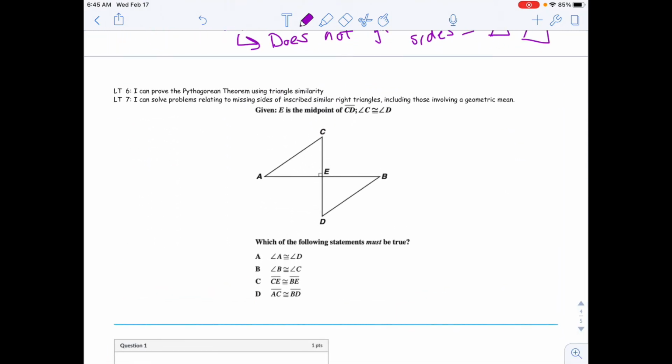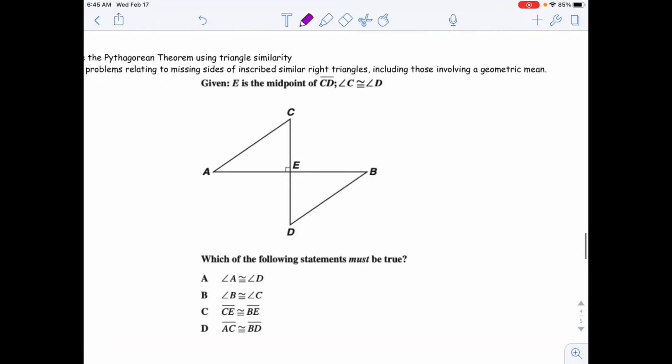And then last question right here. All right, given E is the midpoint of CD and angle C is congruent to angle D, which of the following statements must be true? All right, so again, before I even look at the statements, let's just draw on my picture. E is the midpoint of CD, so tick, tick. And then C is congruent to D.